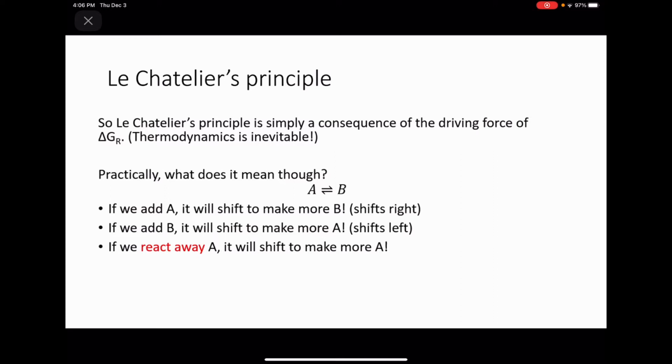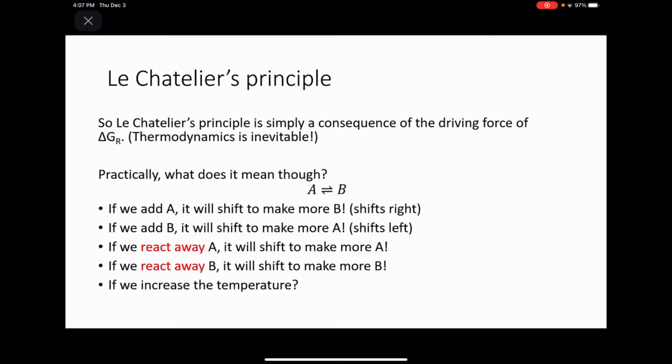If we take away some A, and typically the way you take a reactant or product away is by having another reaction that takes it away, so we react away A, the reaction will shift. It will change some B back into A, so it will shift back towards reactants. If we react away our product, so if for some reason we remove it from our equilibrium, the reaction will shift to make more of B.